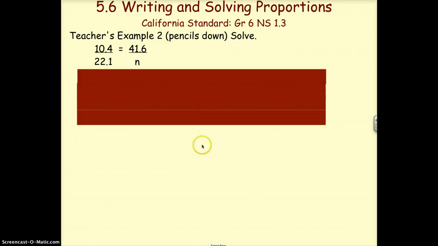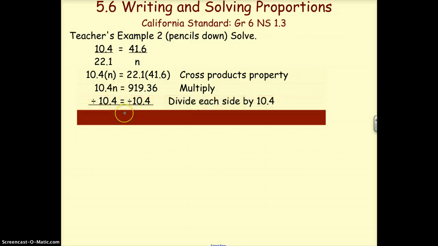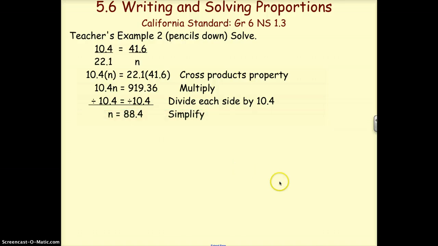And let's go ahead and take a look now at teacher example 2 when we have decimals. We still do the same thing, you just have to be a little more careful with those decimal points. So notice I've cross multiplied, then I multiplied my two numbers together. Now, of course, I'm left with 10 and 4/10 times n, which I want to undo that multiplication by dividing both sides, and I have my answer. So again, exactly the same thing, nothing different, you just have those decimals.